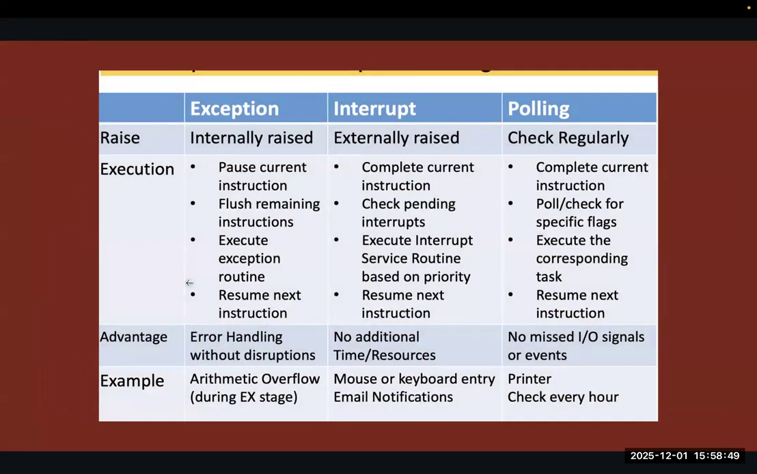In this, it tells us about exception, interrupt, and polling, and how they are raised and how they are executed, along with their advantages and example.